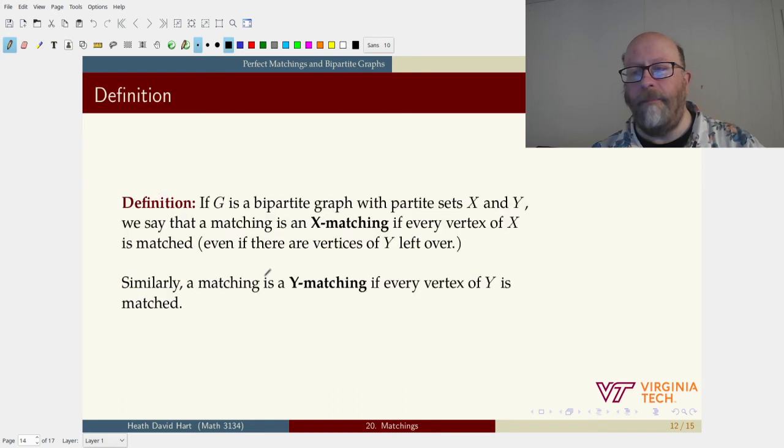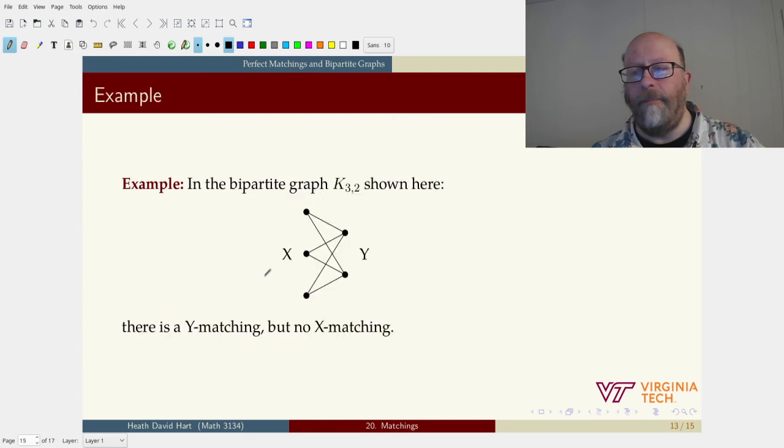So let's look at some examples. I've got to go back to this definition, but I'm not skipping it on purpose. I'm coming back. So here's an example of a graph that does not have a perfect matching because it has an odd number of vertices. But we do have a matching that is perfect for Y. That is, I can match this vertex up here, and I can match this vertex up here, and everybody in Y has a partner. But there is a leftover vertex in X.